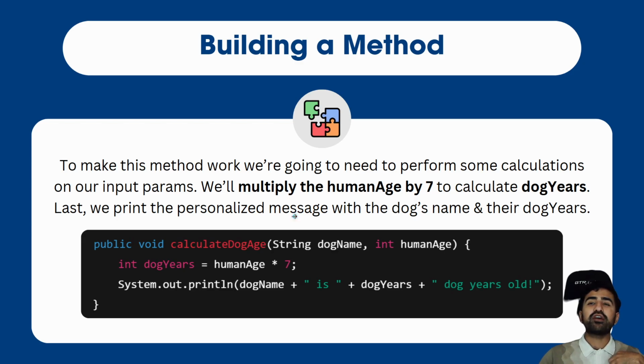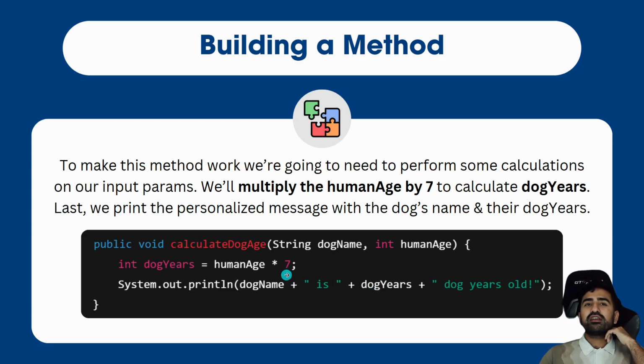That's why we take in the dog's name, so that the message can be personalized to the actual dog. So that message will have the dog's name and their dog years. And here it is. So int dogYears, it'll take that input param of human age and multiply it by 7. And then easy enough, we can print out the dog name is dog years. So that'll be like a number. So it could be like 12, for example. Or let's think of a multiple of 7.